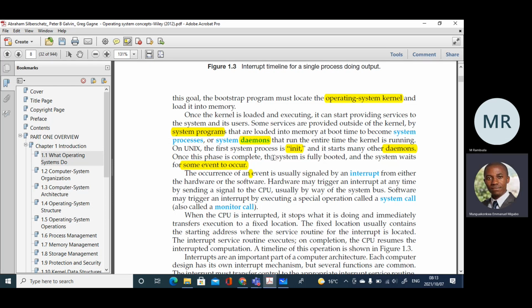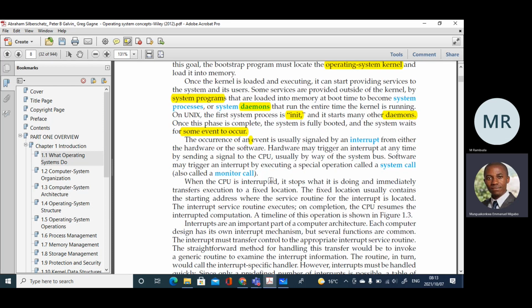A typical example: one will have to click, one will have to open Word, one will have to start typing on the keyboard. Those are event-based processes. Okay. The occurrence of an event is usually signaled by an interrupt. That's a very important word, but it shouldn't be very unfamiliar to you guys.